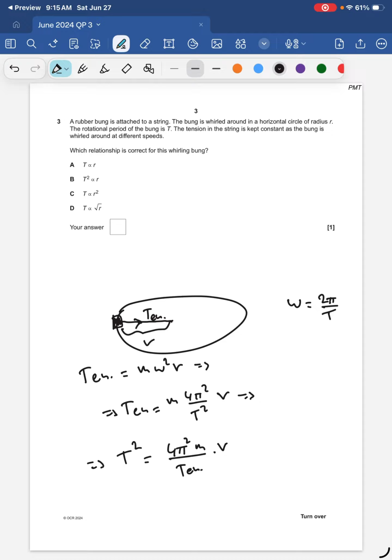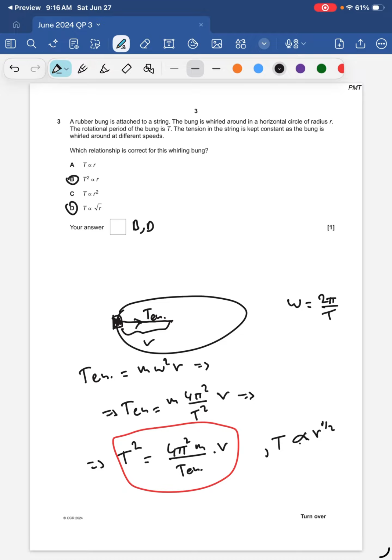Okay, so now let's go read. A is wrong because T is not proportional to R. In fact, T is proportional to R to the 1/2. Now B is correct, because T squared is proportional to R. It's exactly what we wrote down here, right? Then C, T is proportional to R squared. That's wrong. And then D is also correct because T is proportional to the square root of R. So the answers are B and D.